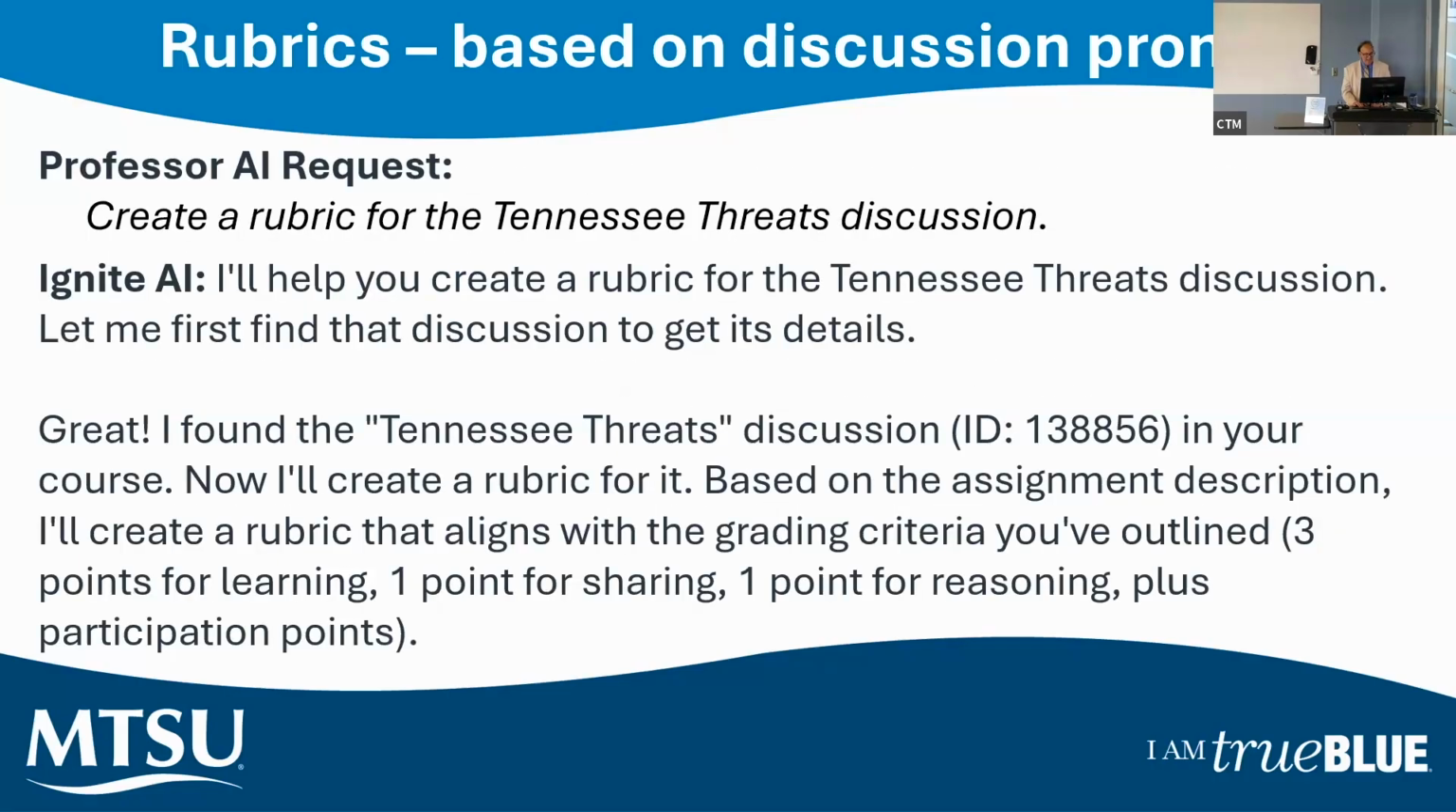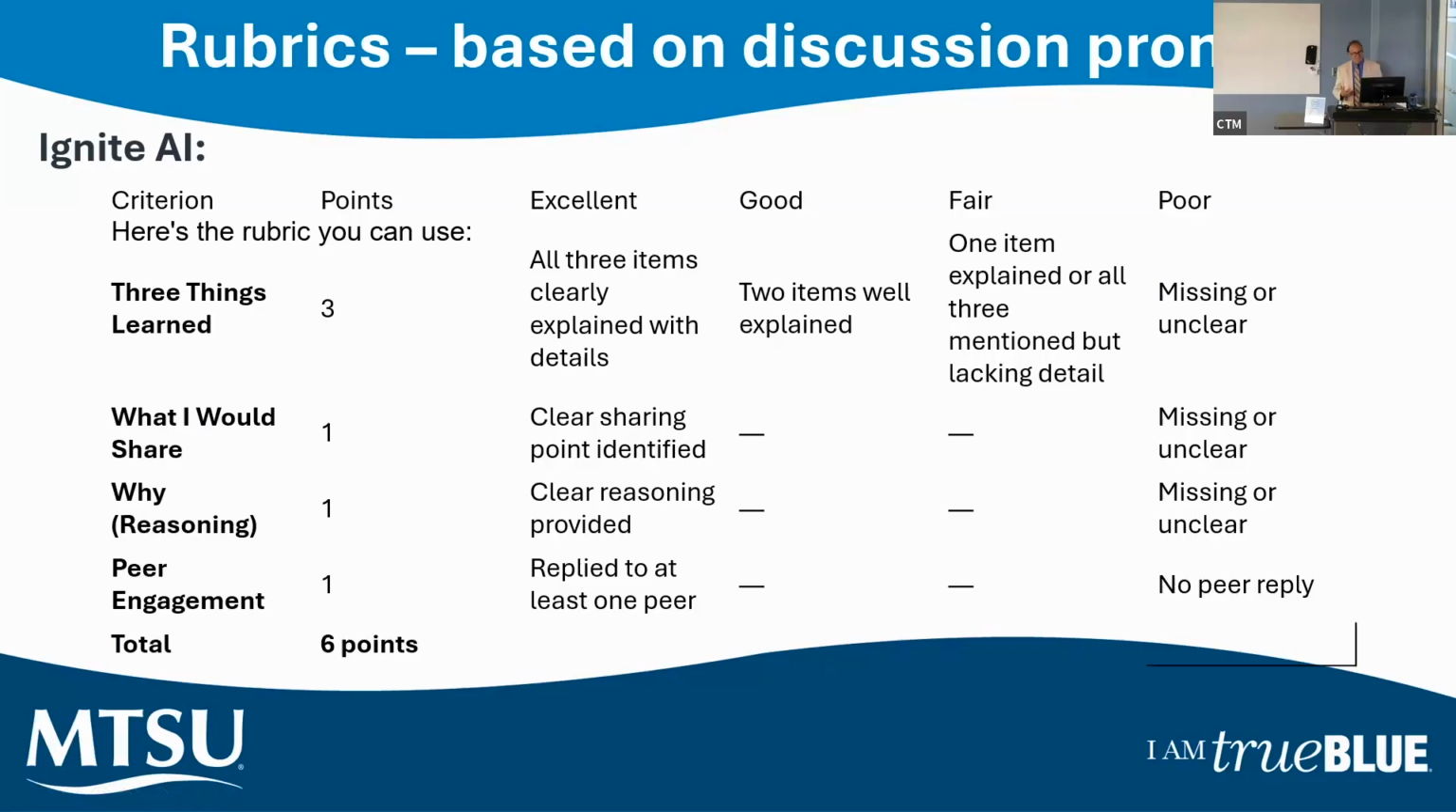And the AI took that, all I had to say was create a rubric for the Tennessee threats discussion. Sure, I could go click, click, click, click, click, but I just had to ask it to do this, or I guess, more grammatically, tell it to do this. And it said, I'll help you create a rubric for the Tennessee threats discussion. It searched for the discussion, it found it, and analyzed the prompt, and it came up with this. And it even recognized that me asking for a reply, that's got to be worth a point. It's pretty clever.